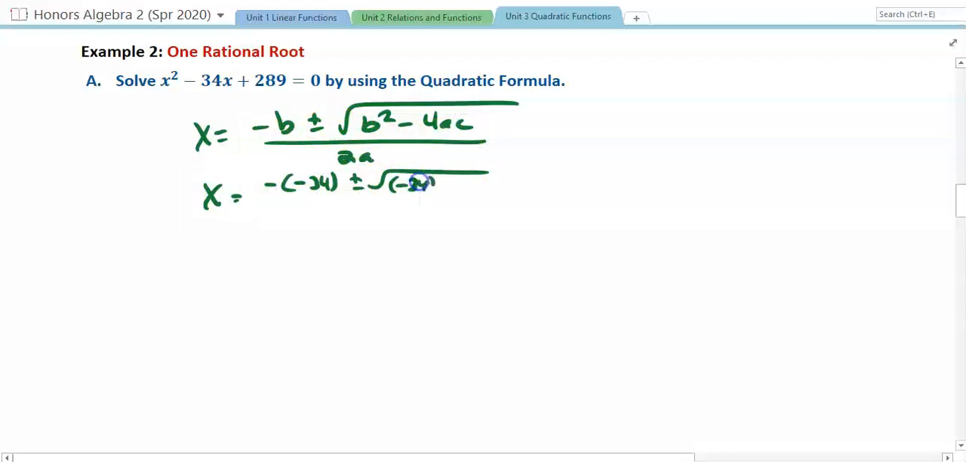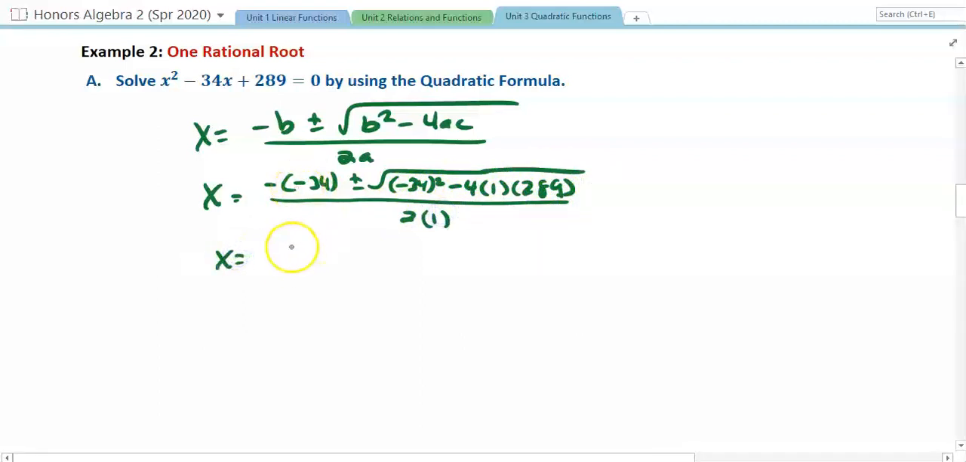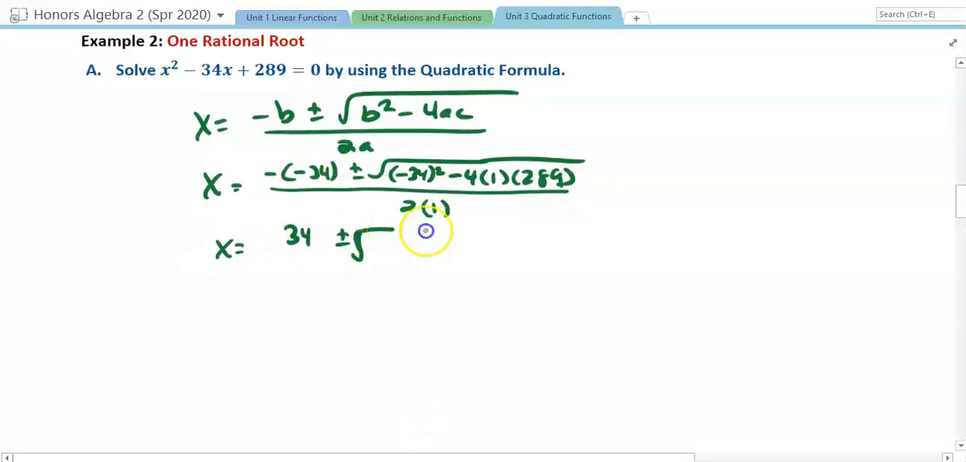So that's negative 34 squared minus 4 times 1 times 289. Again, you might want to get your calculator handy for this one because it is going to be some large numbers that we're going to get. So the opposite of 34 is 34, plus or minus the square root of 34 squared, which is 1,156. We got minus 4 times 289, and that's going to be 1,156 all over 2.